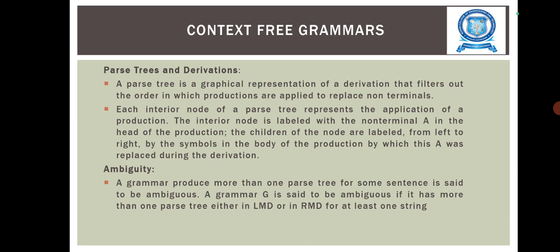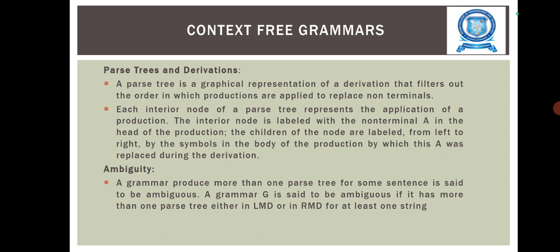Parse tree and derivation. A parse tree is a graphical representation of a derivation that filters out the order in which productions are applied to replace non-terminals. Each interior node of a parse tree represents the application of a production. The interior node is labeled with the non-terminal A in the head of the production. The children of the node are labeled from left to right by the symbols in the body of the production by which this A was replaced during the derivation.